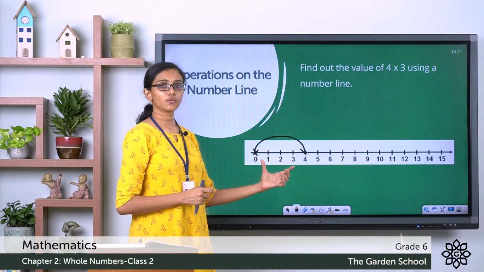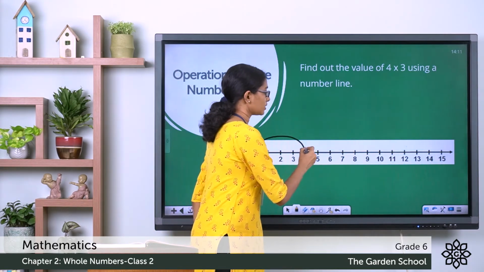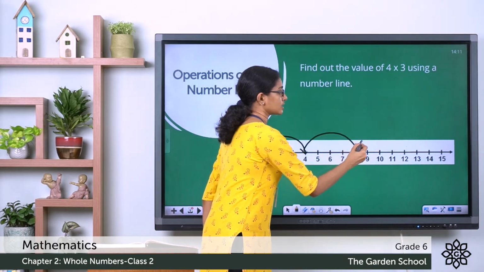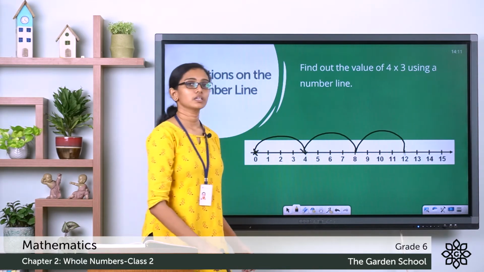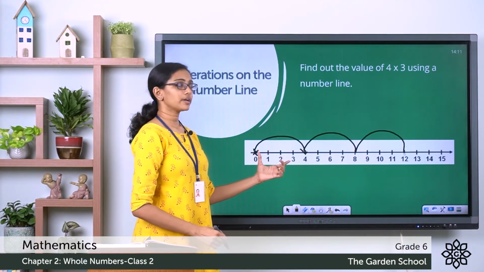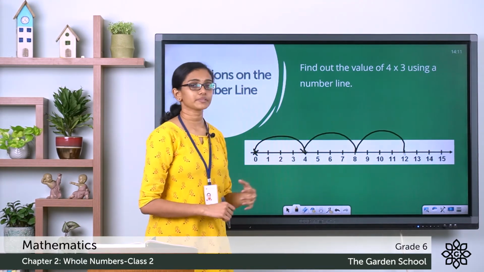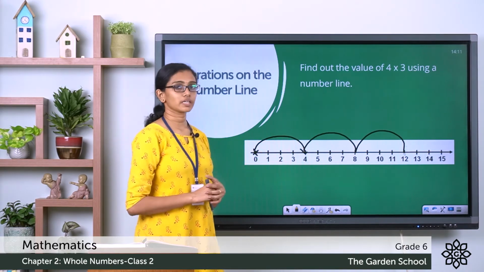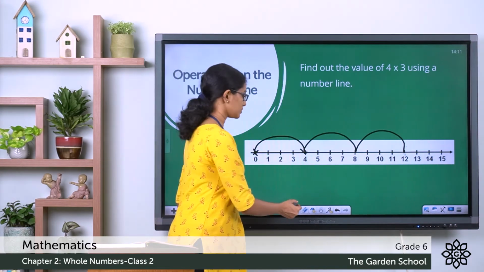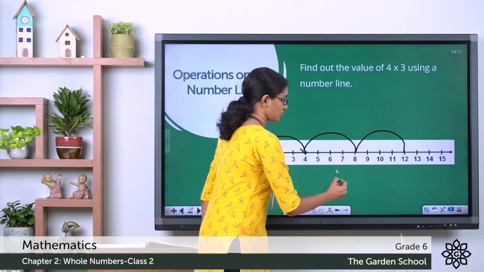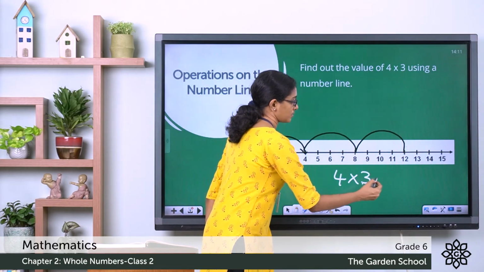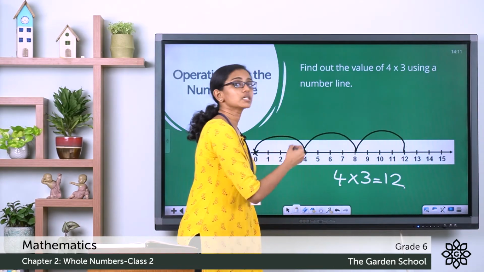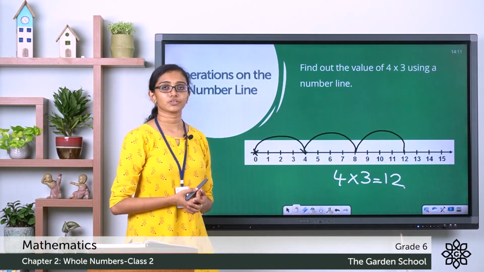So here is 1 4. We are going to do another 4. Then another 4. See, this is 4 points jumped 3 times, which is equal to 4 times 3. That is, 4 times 3 is equal to 12. So we are jumping in groups in the case of multiplication.